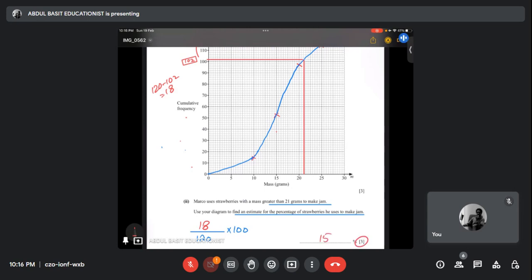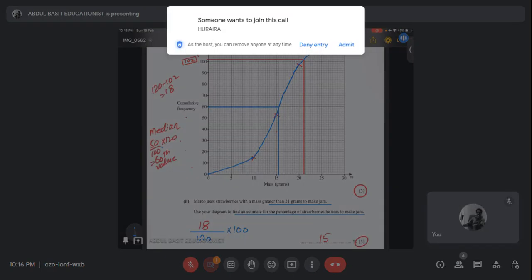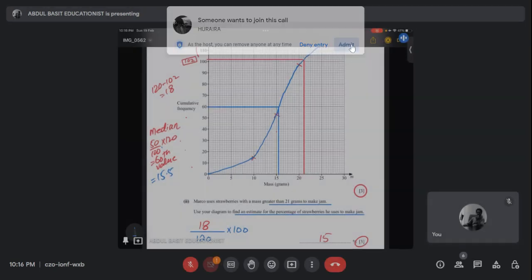For example, we can also get a question in this, that what is the median of this data? Median. So median is 50%. So 50% means 50% of 120. So it's the 60th value. So the 60th value on the y-axis. The 60th value on the y-axis gives the median mass of the strawberry, which is 15.5. Do you agree with me, Ramsha? Yes. Okay, that's very good.